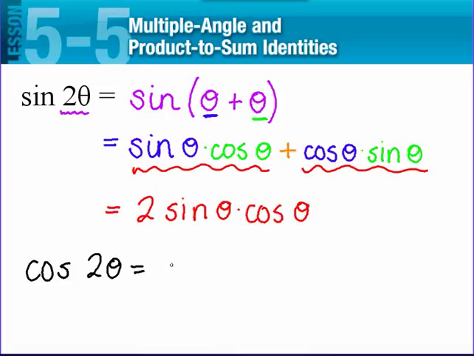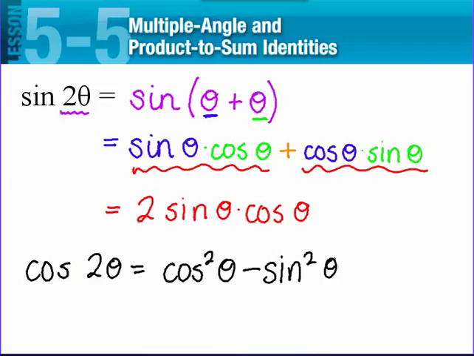I got it. 2 cosine theta, not two. Minus sine. Cosine squared theta minus sine squared theta, because remember, cosine times cosine is cosine squared, minus sine times sine, which is sine squared.